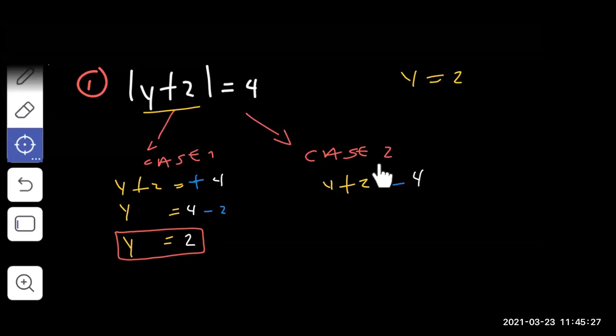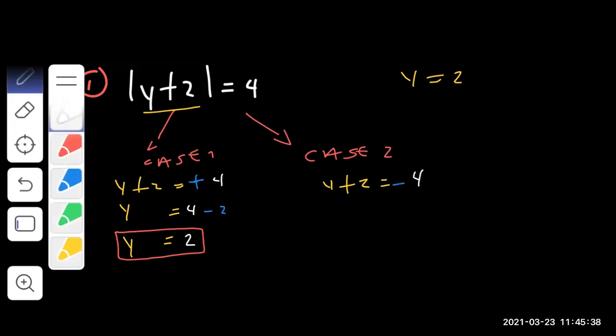But here's the difference, guys. We can have another solution. The absolute value may have two solutions. Let's have a look at this one. Then case 2, guys, is the negative one. Let's solve it, it's the same. Y equals negative 4 is right here.